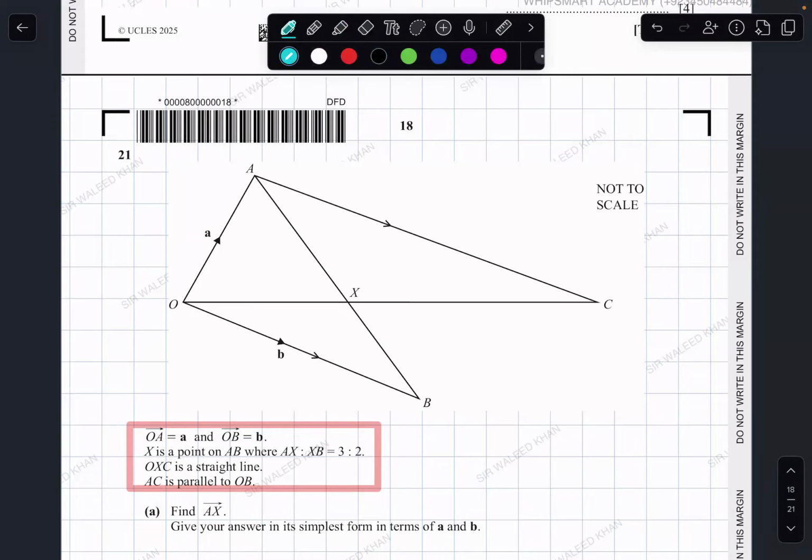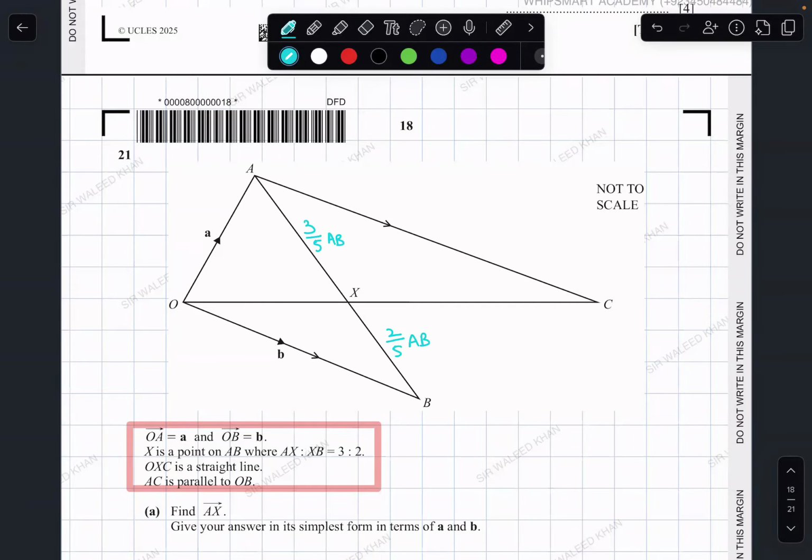So AX is 3 parts and XB is 2 parts. In total, we are dealing with 5 parts. So I can say that AX is 3/5 of the whole length AB and XB is 2/5 of the whole length AB. Okay, this is how you can derive the values.